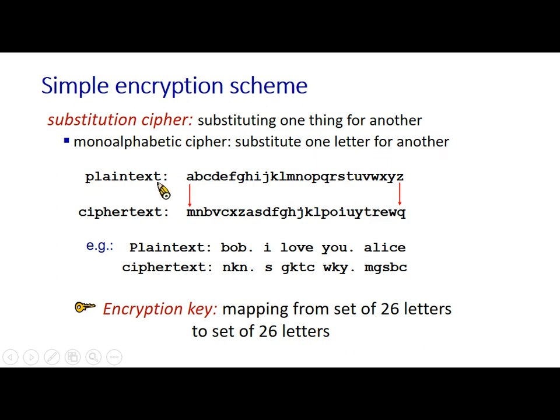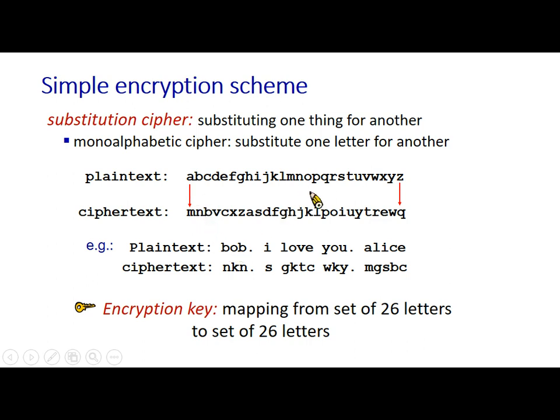For example, the plaintext alphabet goes A, B, C, D through X, Y, Z, but we can encode it to a different ciphertext alphabet. Like A changes to M, D changes to Q, B changes to N, C changes to B. So the plaintext message is, for example, Bob, I love you, Alice. Take the plaintext B: we encode it to ciphertext, B changes to N.